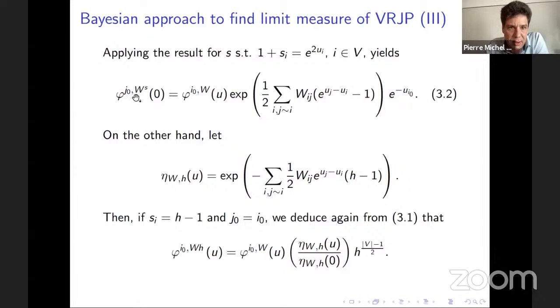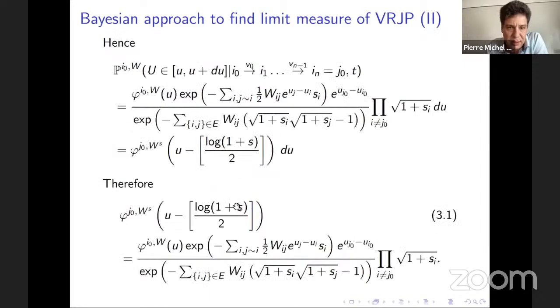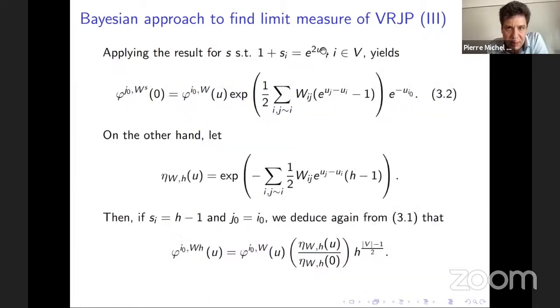When you apply that, here you would get 0, because the U prime, U minus log of 1 plus S over 2, becomes 0 due to the fact that 1 plus S is e to the 2U. So multiply by a constant. You get that phi J0 Ws of 0, which is phi I0 W of U, multiplied by exponential of 1/2 of the sum, for i, j such that j is adjacent to i, of Wij, e to the uj minus ui minus 1, multiplied by e to the minus ui0.